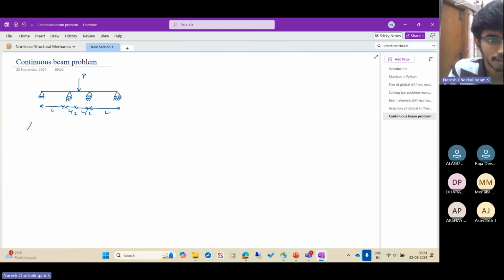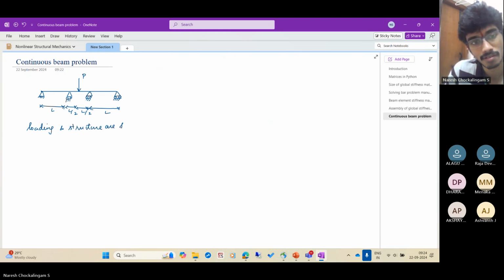So you see that the loading and structure are symmetric. So you can model only half of the beam, right? So how do you do that? What are the symmetry boundary conditions?